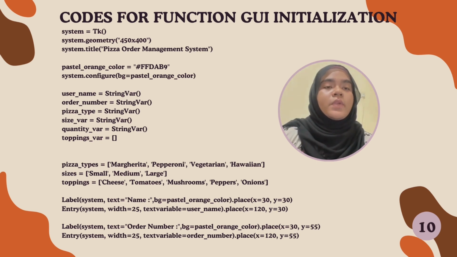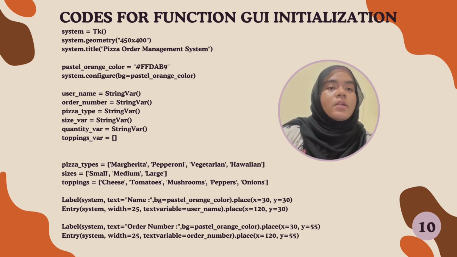Next is system.configure bg pastel orange to configure the background color of the main window to the defined pastel orange color. Next, username string var, order number string var, pizza type string var, size string var, quantity string var and the topping string var. So these create several tkinter variables, which are string vars to store values entered by the user.